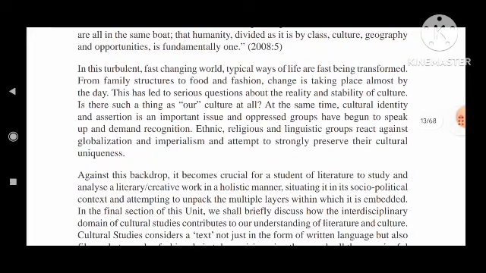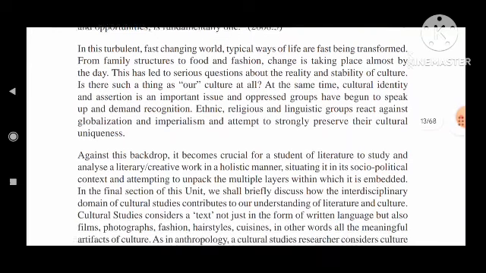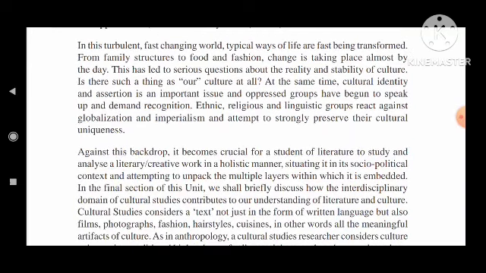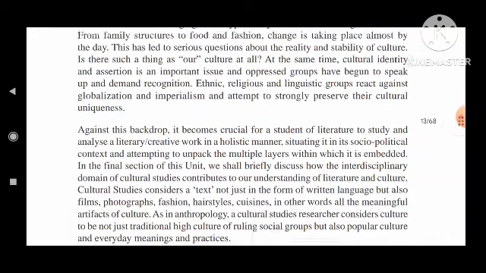In this turbulent, fast changing world, typical ways of life are fast being transformed. From family structures to food and fashion, change is taking place almost by the day. This has led to serious questions about the reality and stability of culture. Is there such a thing as our culture at all? At the same time, cultural identity and assertion is an important issue, and oppressed groups have begun to speak up and demand recognition. Ethnic, religious and linguistic groups react against globalization and imperialism, attempting to strongly preserve their cultural uniqueness.